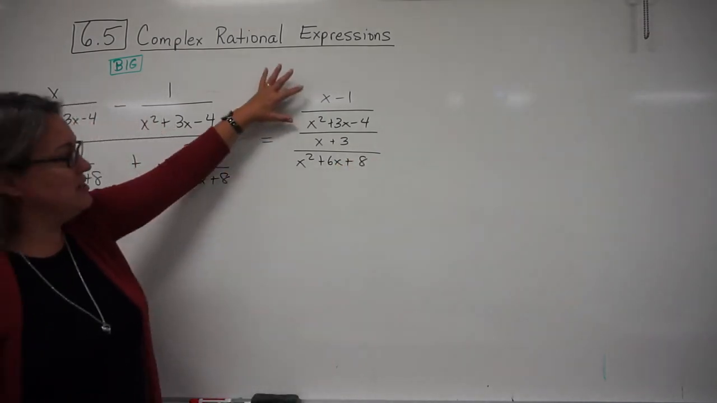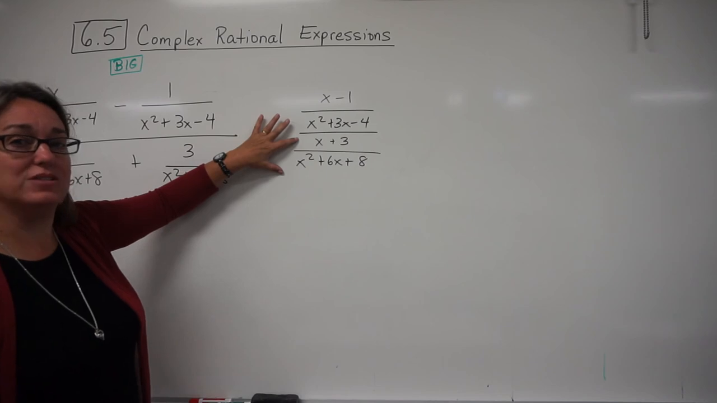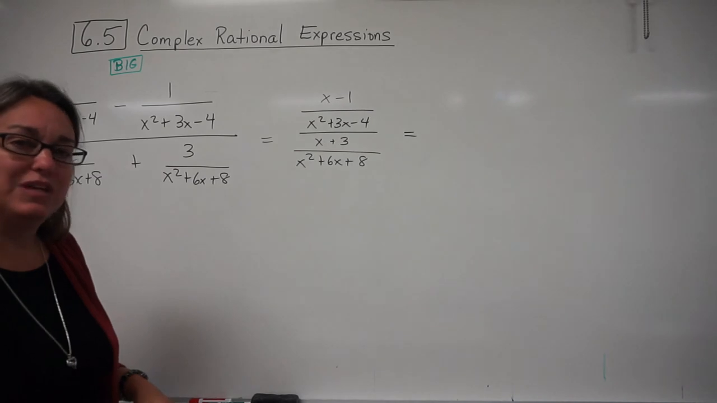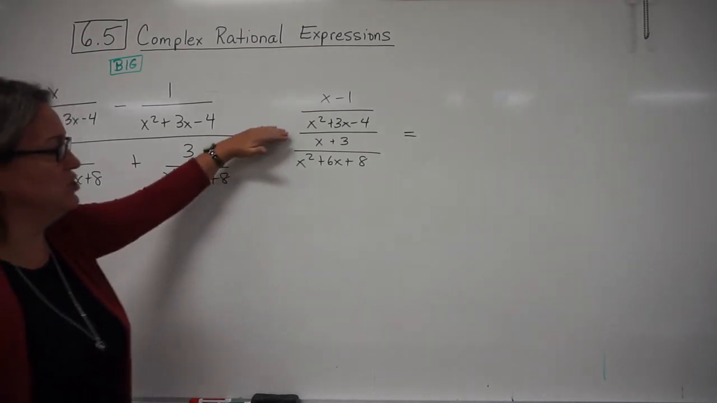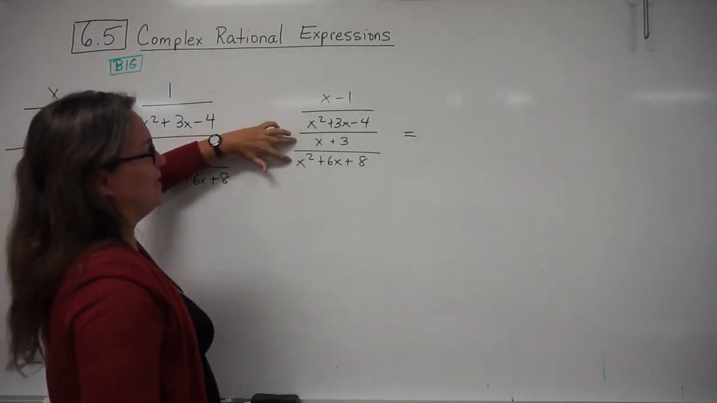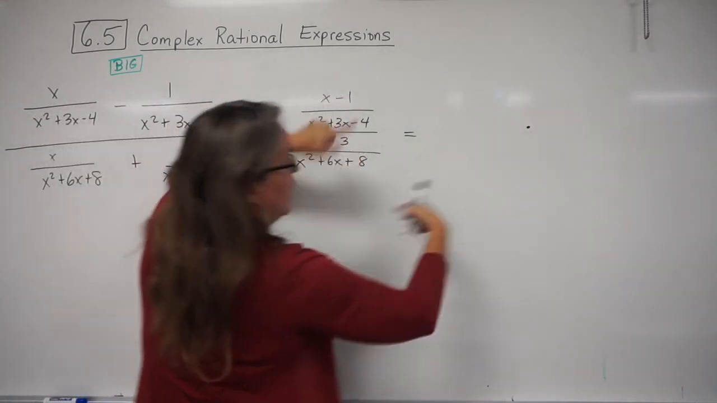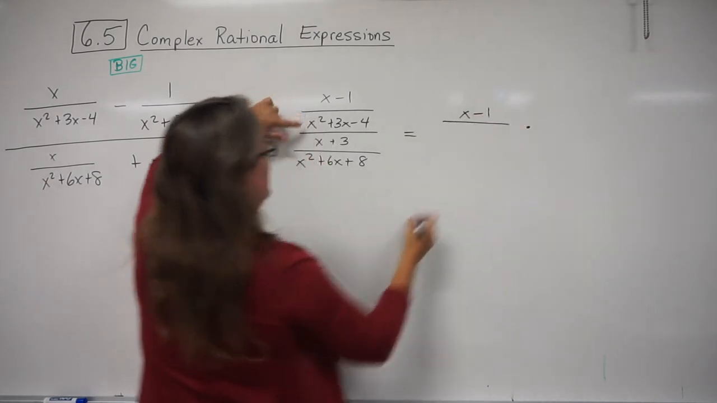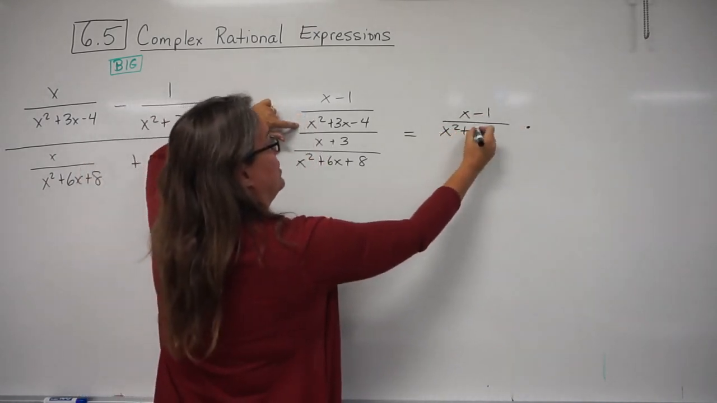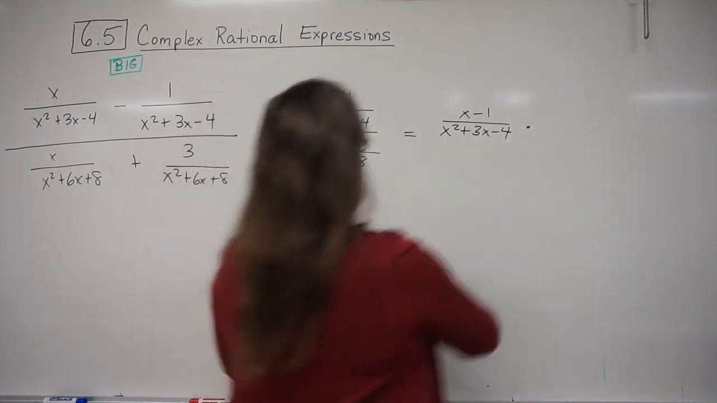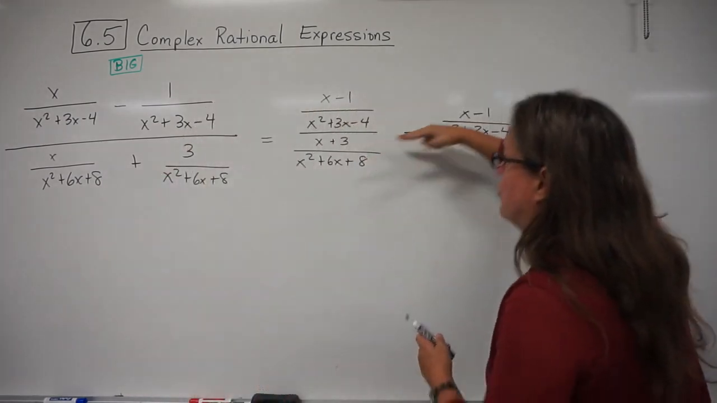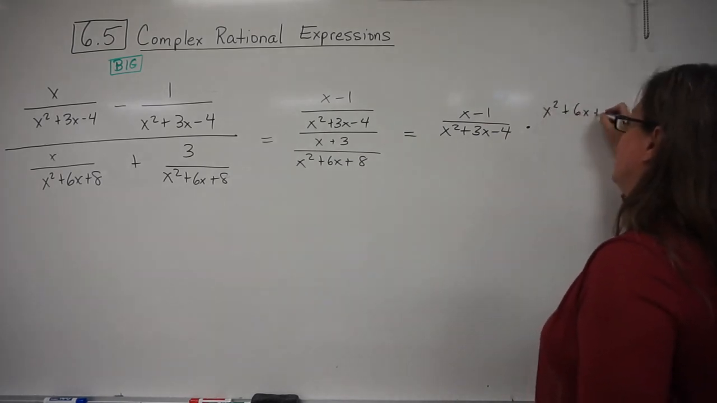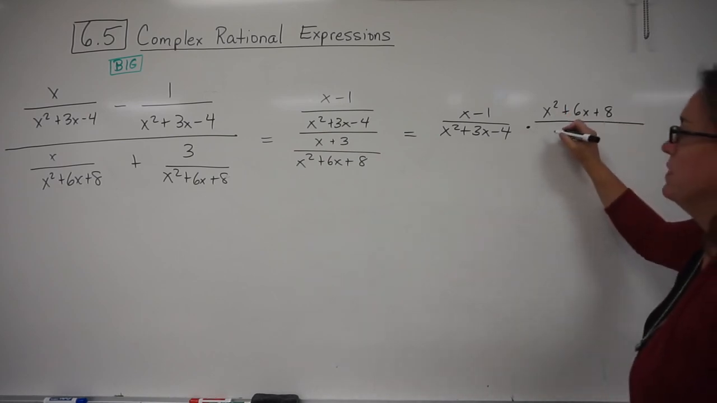Oh, well now I just have a fraction over a fraction. So let's rewrite this, and I think I'm going to jump right to the multiplication this time instead of writing it as division. You're going to divide by a fraction, which is the same as multiplying by its reciprocal. So we have x minus 1 over x squared plus 3x minus 4, times, flip this one over, x squared plus 6x plus 8 over x plus 3.